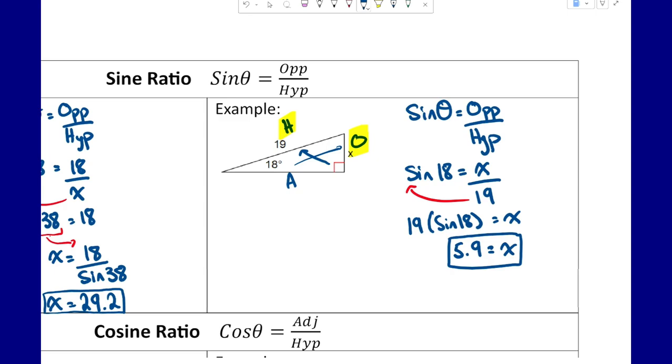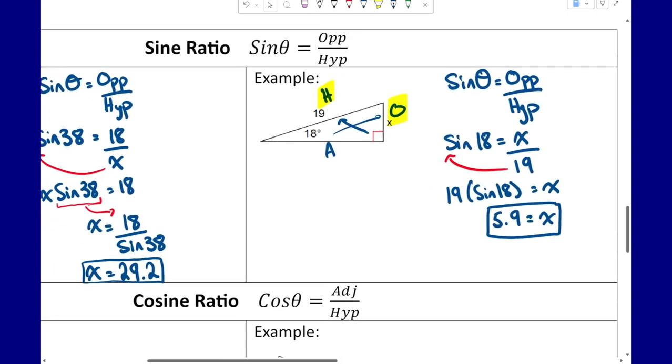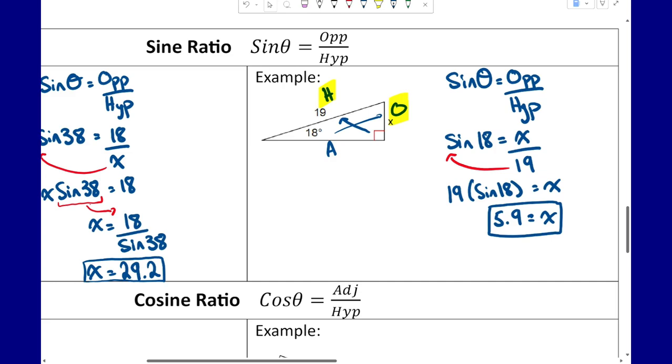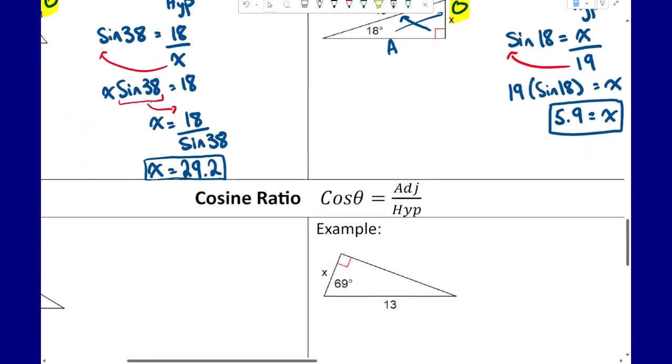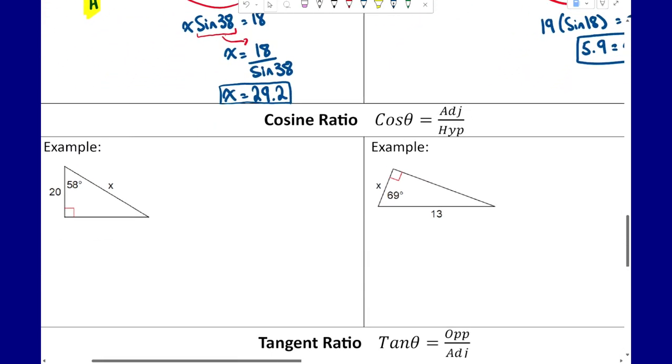In this case, it is smaller than the hypotenuse, so just by looking at it, we can say that, yep, that does look good, that makes sense. It should be smaller. So we know we didn't do anything too wrong. Now that's the sine ratio. The next one we're going to look at is the cosine ratio.